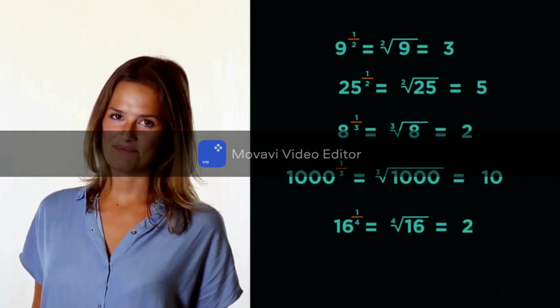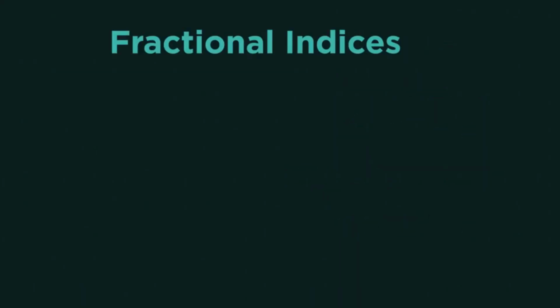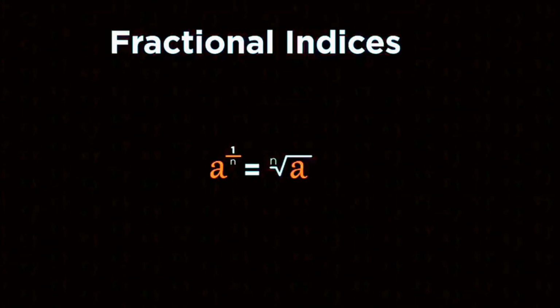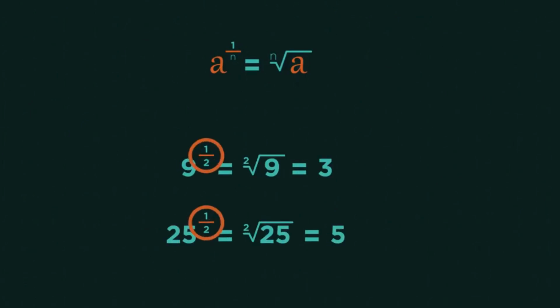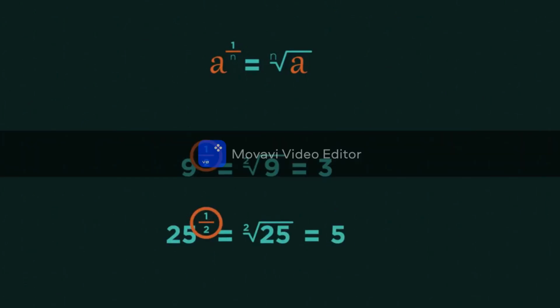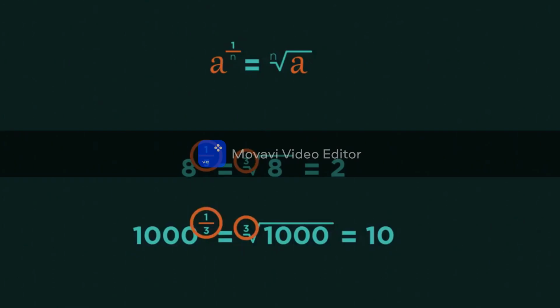Have a look at these examples. What do you notice about the denominator? Hopefully, you can see that the denominator is the root of the number. So because these are a half, it is square root. A power of a third means the cube root.